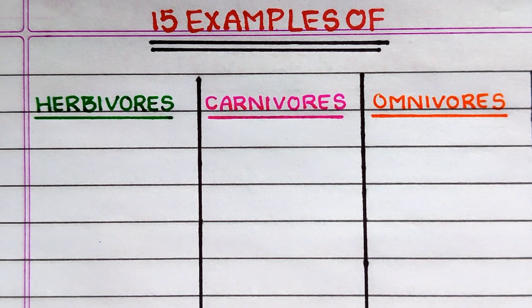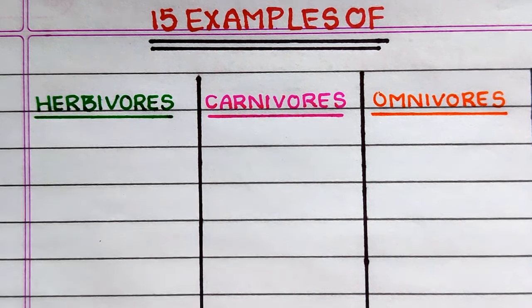In this video, I'll write 15 examples of herbivores, carnivores, omnivores.